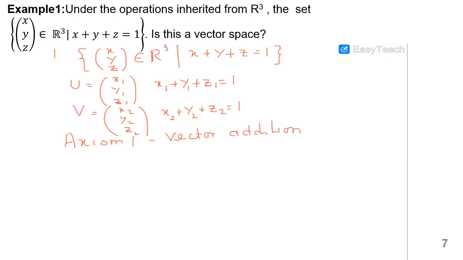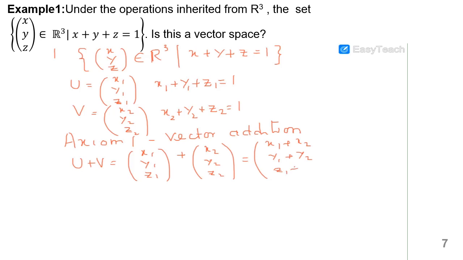When we apply this, U plus V is equal to (x1, y1, z1) plus (x2, y2, z2), which will give us (x1 plus x2, y1 plus y2, z1 plus z2). Let us check the condition that is given to us.